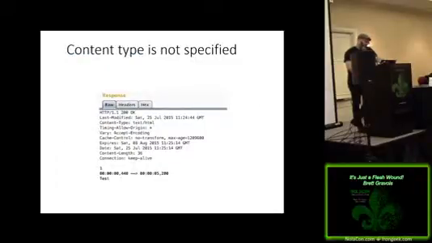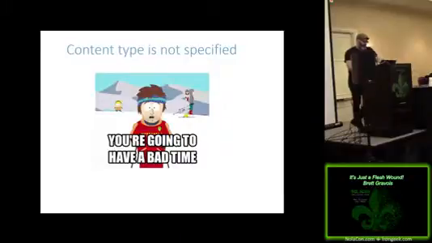And I think my personal favorite is content type is not specified. This one is actually a very low vulnerability. It's called an informational. As you can see, there's no content type specified whatsoever in the header response, or any CSP setup as well. So if content type is not specified, you're definitely going to have a bad time.